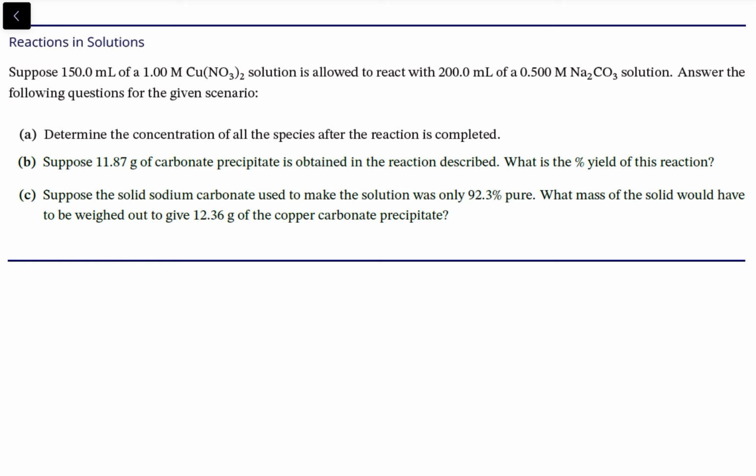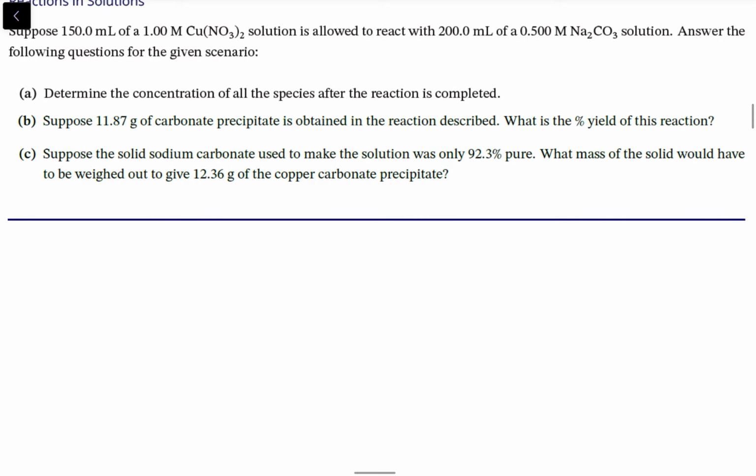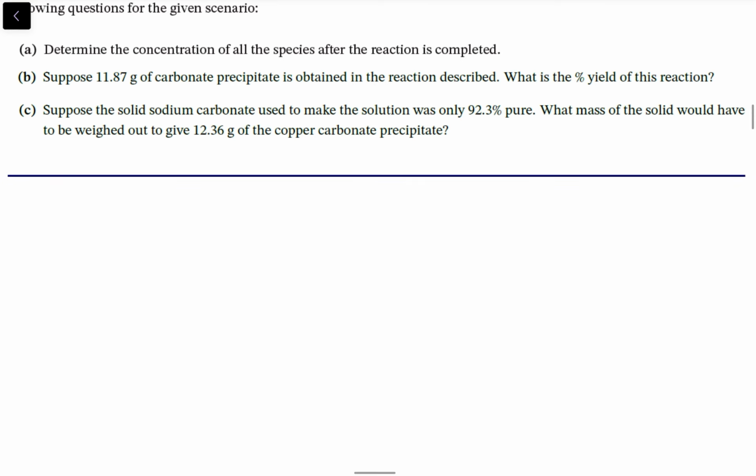Okay, so in this example, we're told 150 milliliter of a copper nitrate solution is allowed to react with a 200 milliliter, 0.5 molar sodium carbonate solution. Answer the following questions for the given scenario. So it's all: determine the concentration of all the species after the reaction is completed. So our first step is to determine what the reaction equation is.